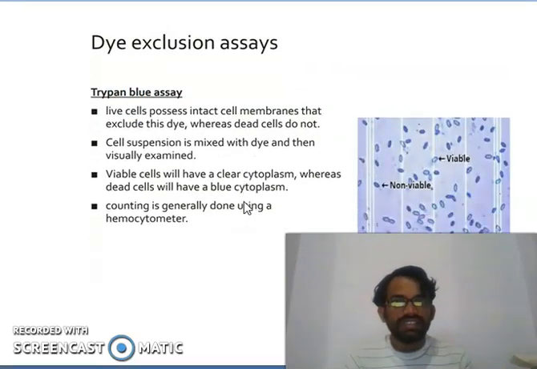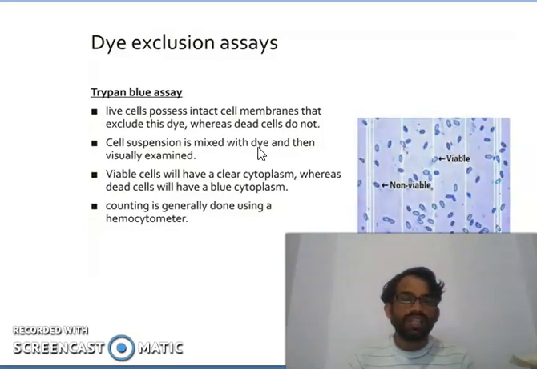And you can see the dye exclusion assay, the Trypan blue assay. Live cells possess intact cell membranes that exclude this dye, whereas dead cells do not. The cell suspension is mixed with the dye and then examined. Viable cells have a clear cytoplasm, whereas dead cells have a blue cytoplasm. Counting is generally done using a hemocytometer.